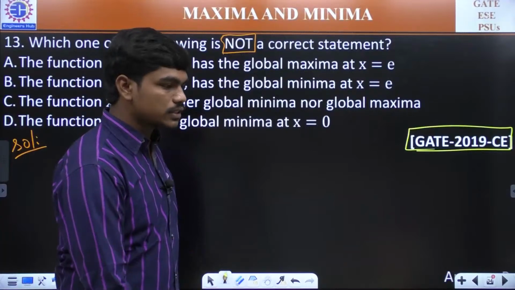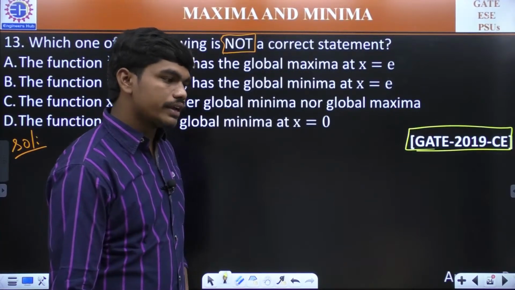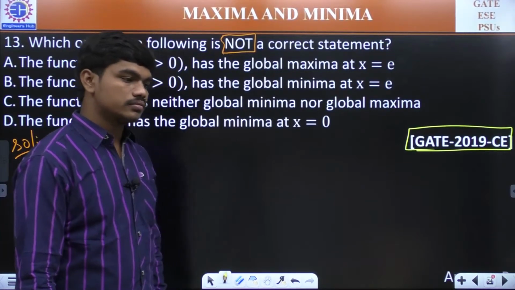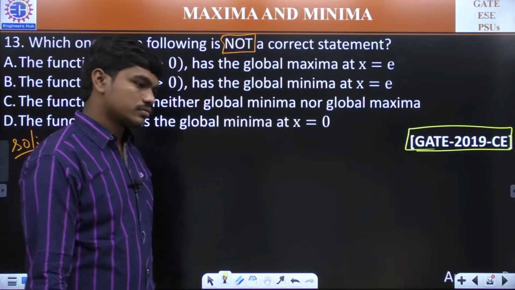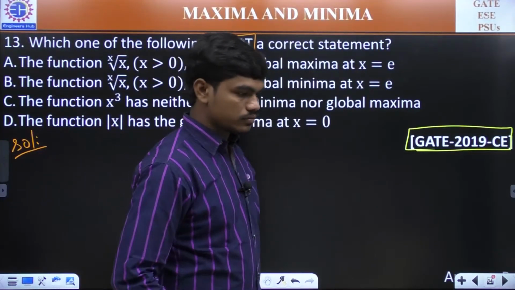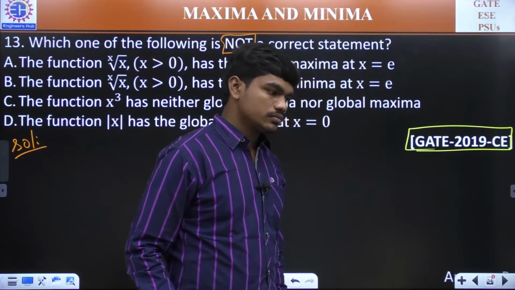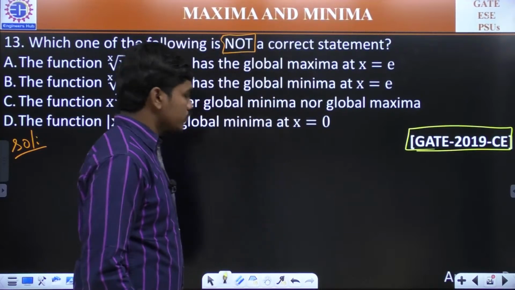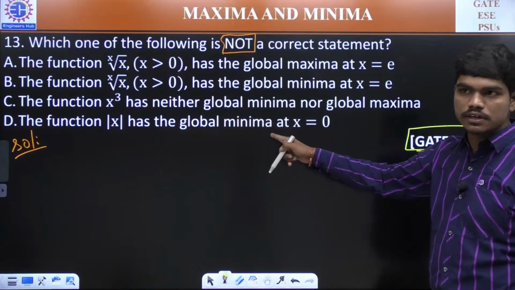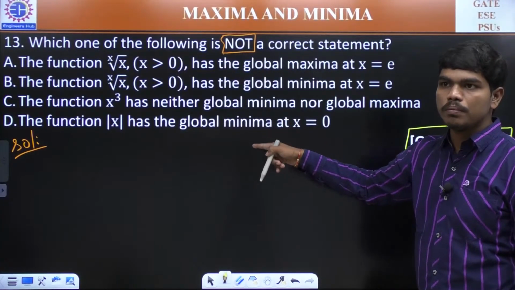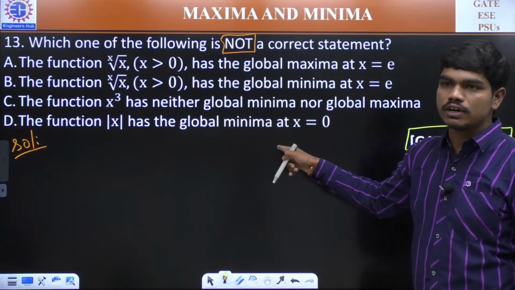Fine. So please try to answer this. Which of the following is not a correct statement? Can you all feel the function mod x has a global minima at x is equal to 0? Yes or no? Because you know the minimum value of mod x is at x is equal to 0.